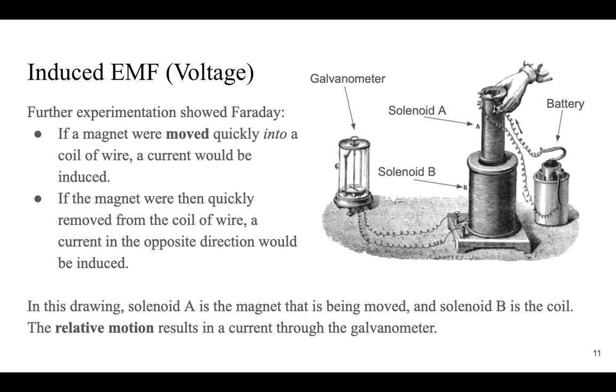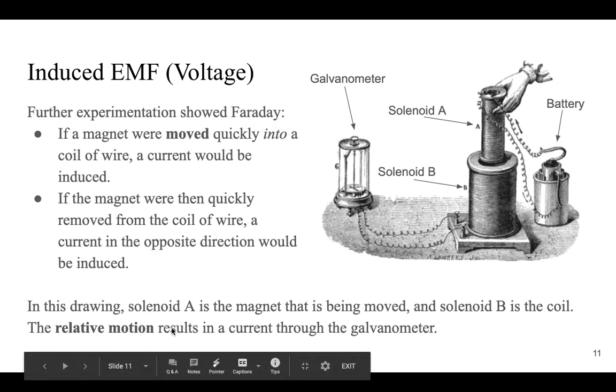When he moves this into this core, as he's moving it, he starts to get a current through here. And then if he just holds it there, nothing. And then if he quickly removes it, he gets a current again, this time in the opposite direction of the first one. The magnetic field being created by this solenoid is constant, but something else is happening. This magnetic field is moving near these coils of wire. So it's the relative motion that causes the current.